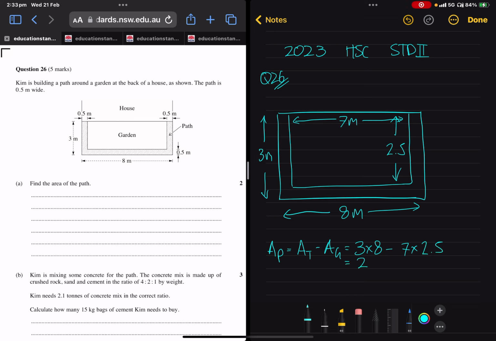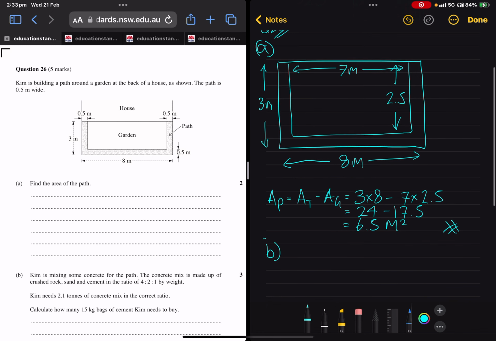So 3 times 8 is 24. 7 times 2.5 is going to be 17.5. 24 minus 17.5 will be 6.5. So the area of the path is 6.5 meters squared. And this is the answer to part A.